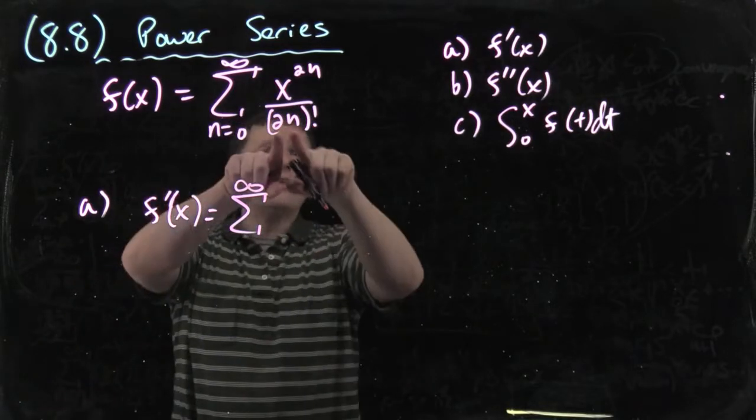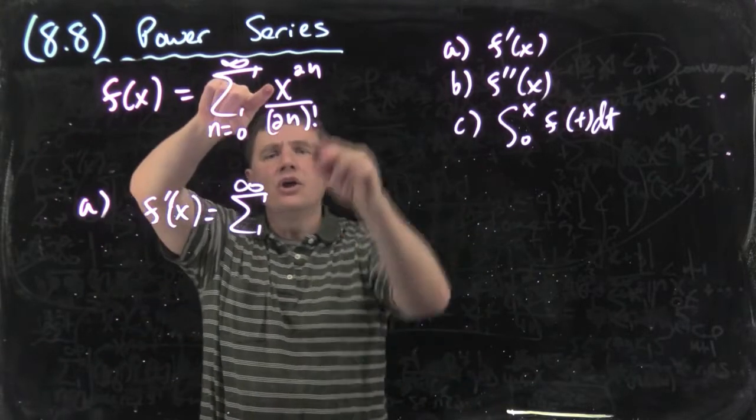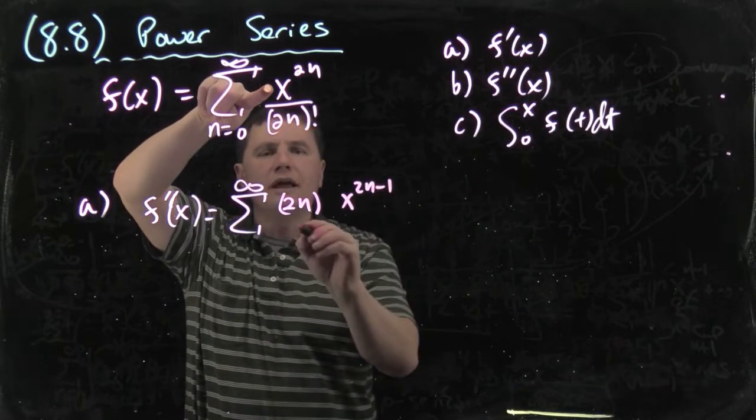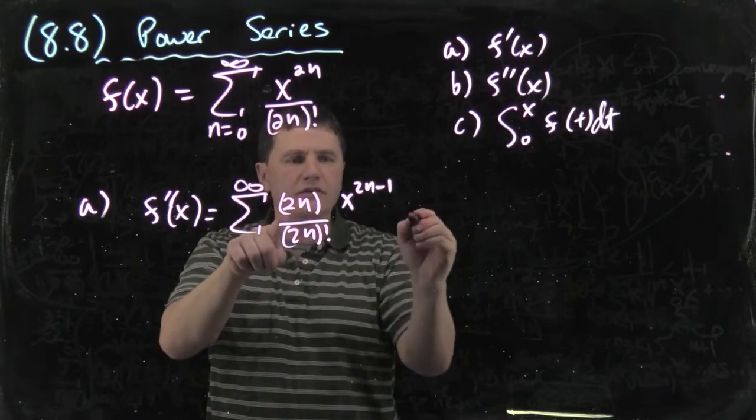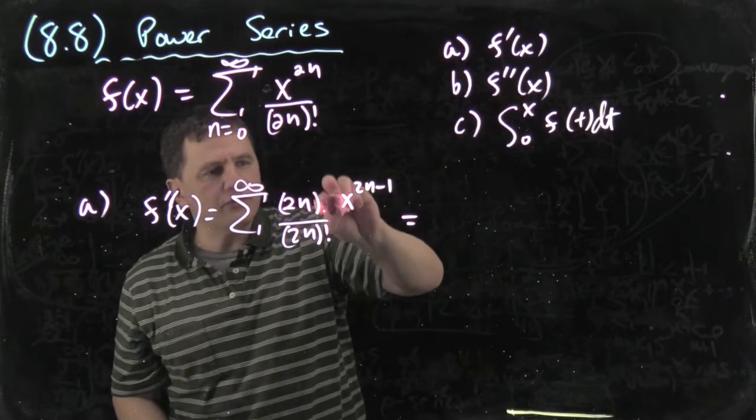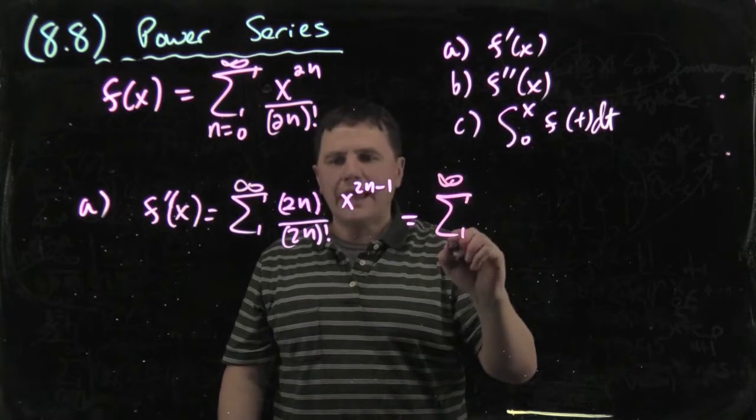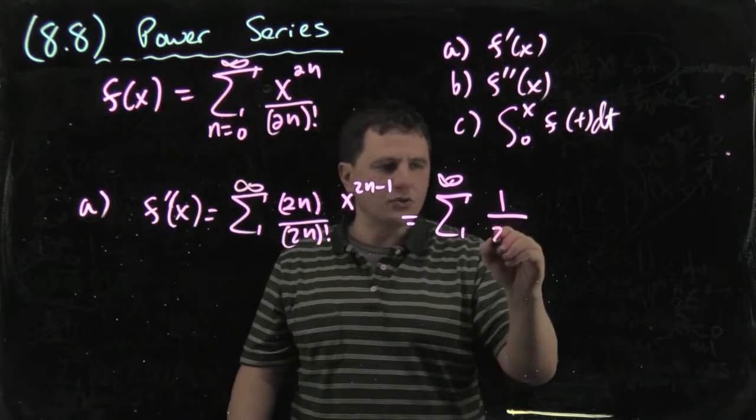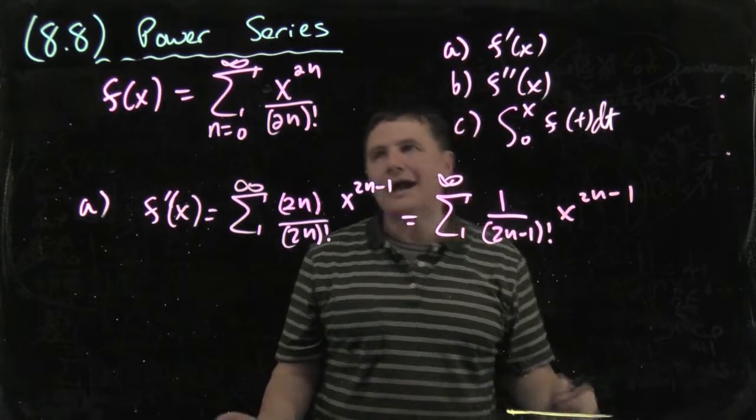So let's just take the derivative. By the way, 2n factorial is just a constant. Don't worry about the factorial, it's just a constant. So the 2n comes down, and that drops to 2n minus 1, and then we have this over 2n factorial. Now, I can simplify this, of course, because 2n is going to be a factor of 2n factorial. So I'm going to rewrite this as 1 over, and now the 2n's cancel, so we're left with 2n minus 1 factorial, x to the 2n minus 1.